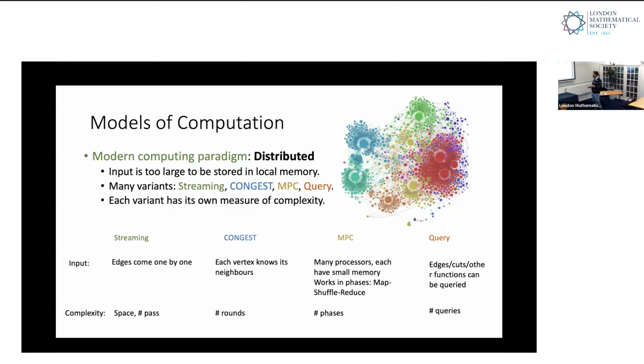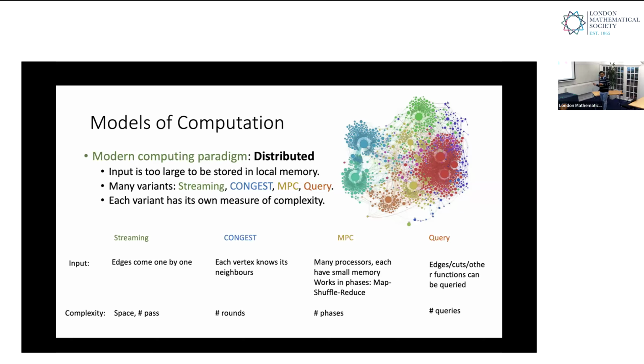If you talk about distributed CONGEST, the input is such that every vertex will know its neighborhood, and you need to solve some problem in a distributed way. The measure of complexity is number of rounds. Even in the LOCAL model that Peter mentioned, that's similar to this. In MPC, it's sort of like rounds. There are also many processes, and work happens in phases. So essentially, you optimize the number of phases.